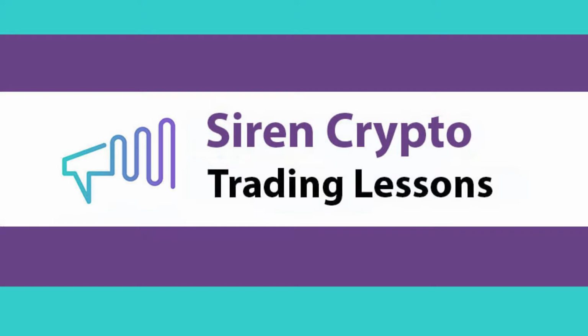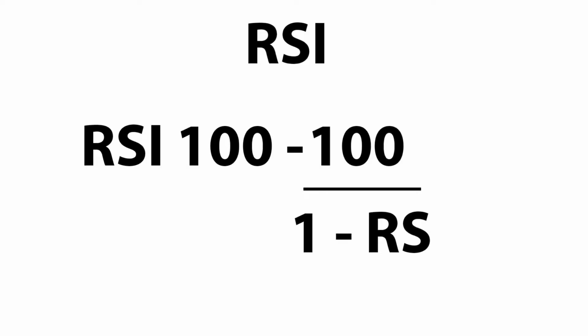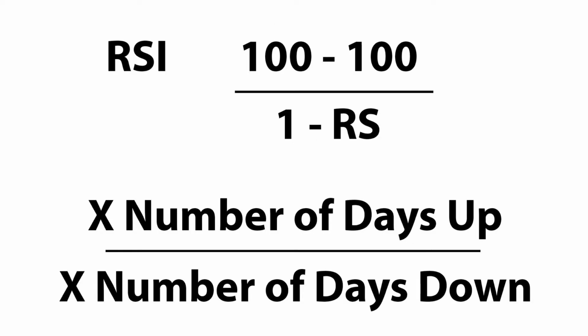So first of all, before we look at how it works in the real world, let's just go through the formula and how this thing is actually calculated. For those of you who are fans of the maths, here's the calculation for the RSI. The RSI is 100 minus 100 over 1 plus RS. So what is RS in this equation? Let me explain, as this really is the core of the RSI.